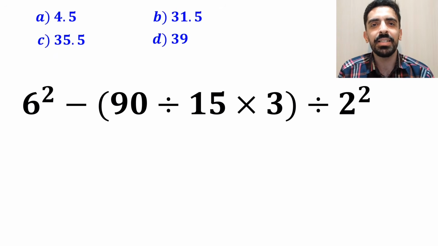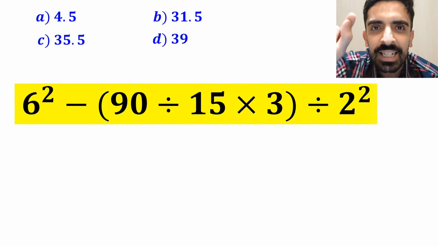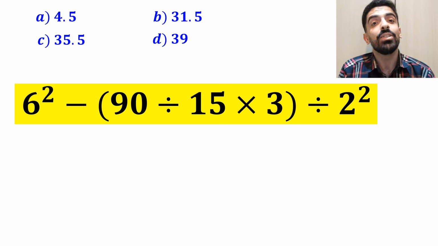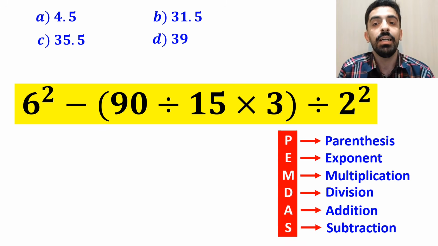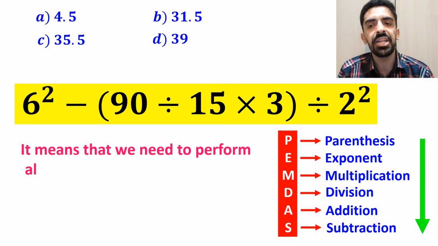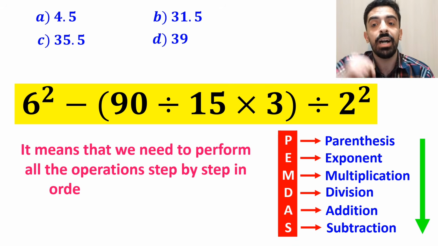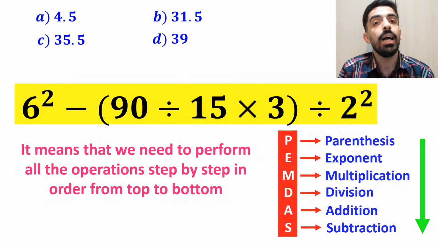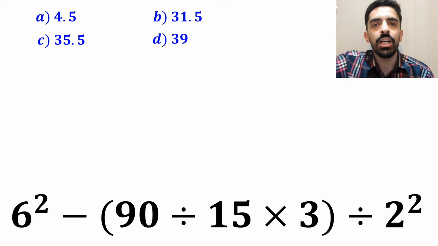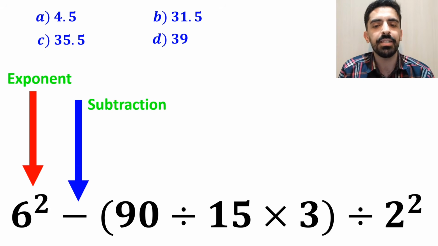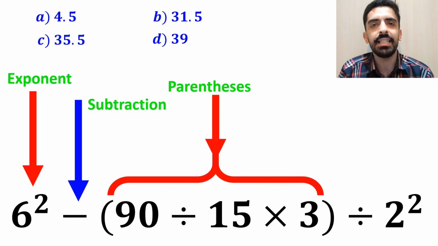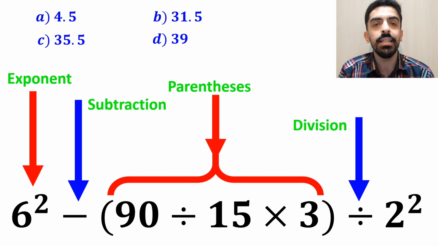Alright, now let's go step by step together and show you how to solve this expression properly. To solve this question, we must follow the PEMDAS rule step by step. It means that we need to perform all the operations step by step in order from top to bottom. Okay, as you can see in the image, in this expression, first we have an exponent, then a subtraction sign, followed by parentheses, then a division sign, and finally another exponent.